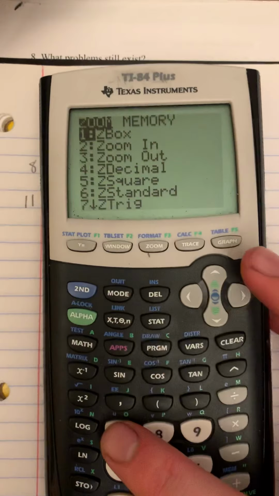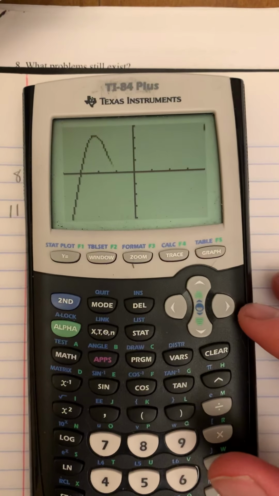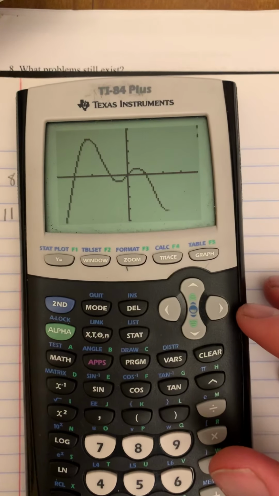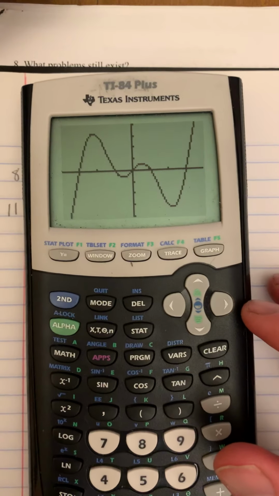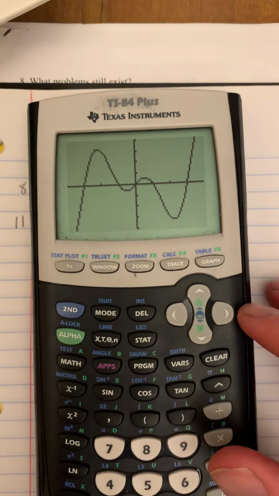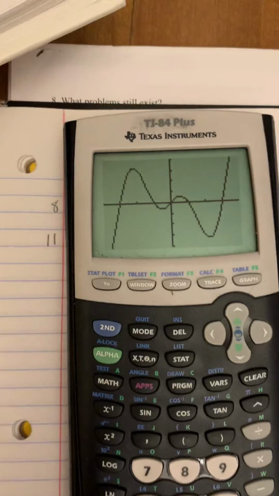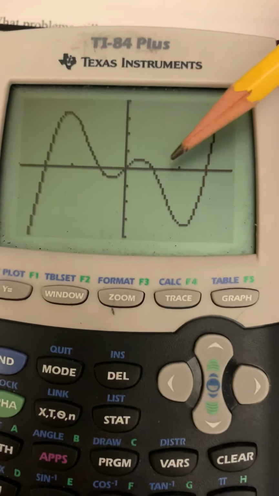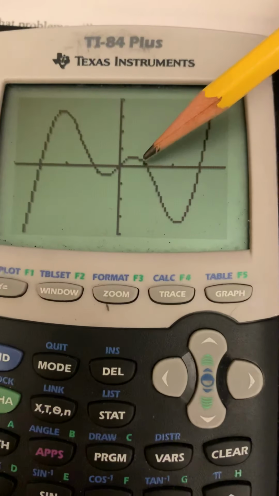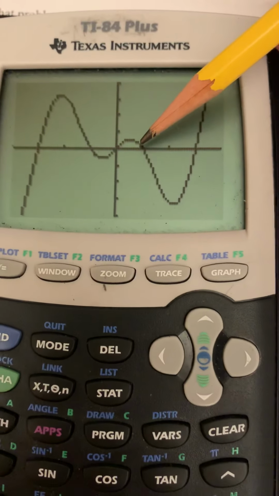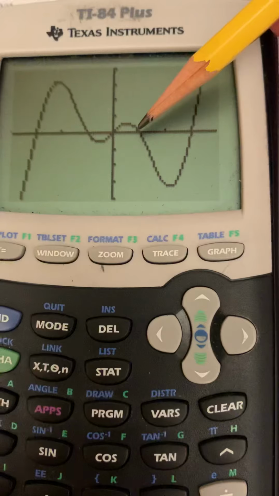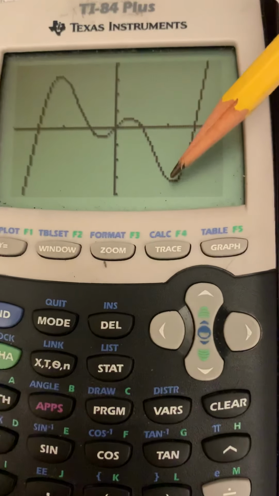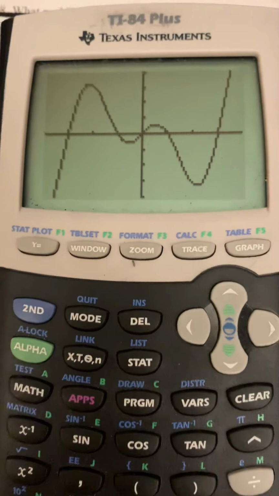Let's hit zoom. Go back to the original viewing window. Oh, I know what the problem was, what my issue was. These aren't 1. So this is not 1, 2, 3, 4. This is pi halves. So that's the problem that I'm having. I was looking at this as if it was 2. And that was a big mistake on my part.